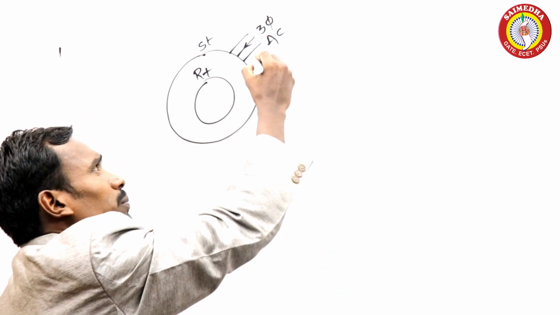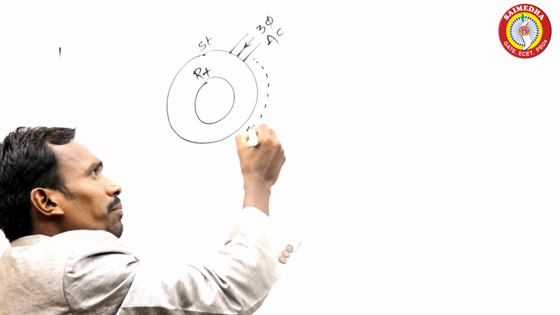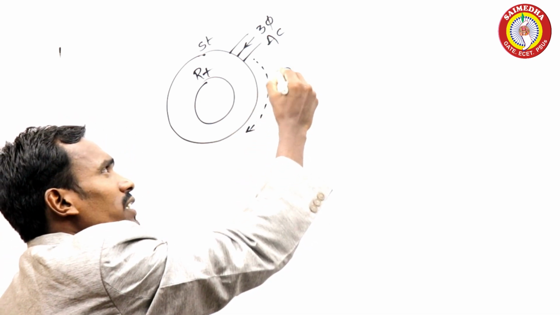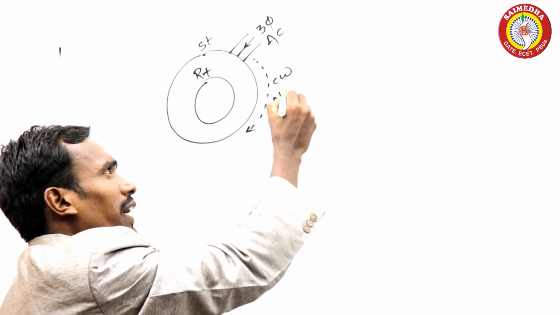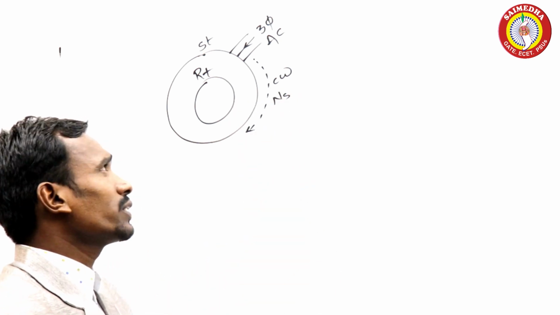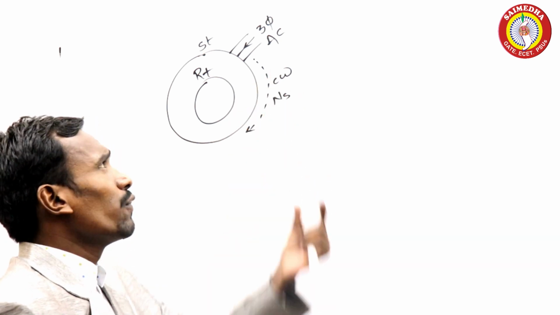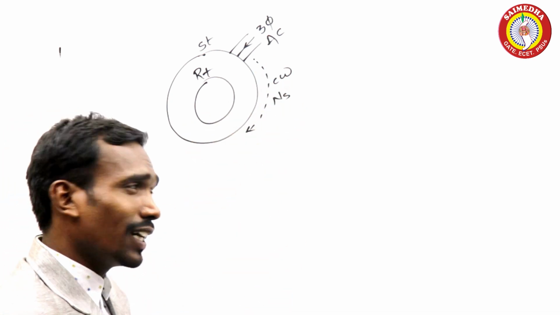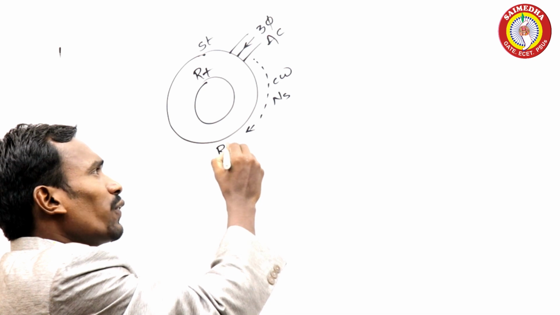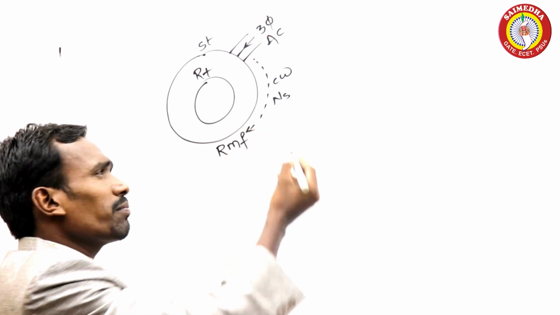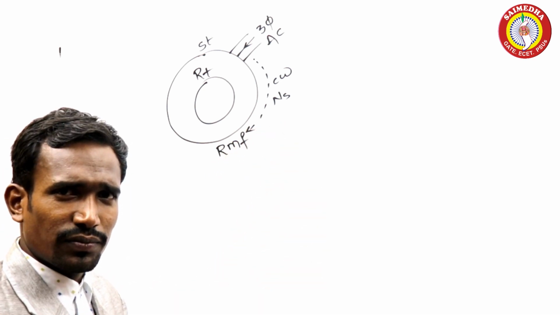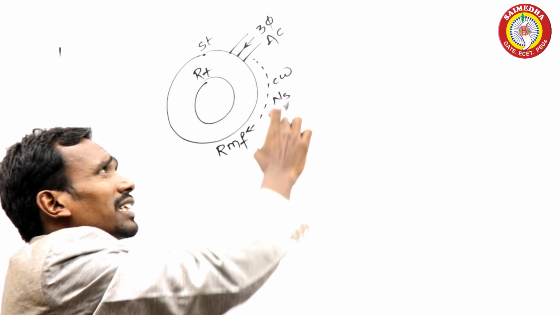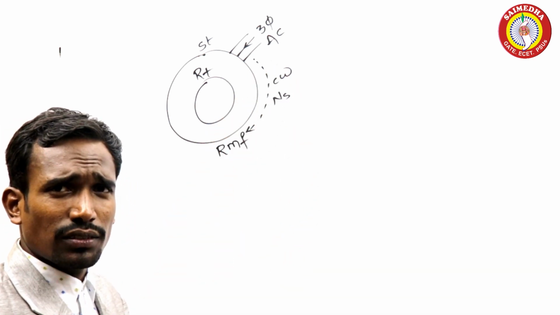then automatically it produces a magnetic field which rotates in clockwise direction with synchronous speed. That's why this magnetic field is called the rotating magnetic field. I told you it is a magnetic field which rotates in clockwise direction.